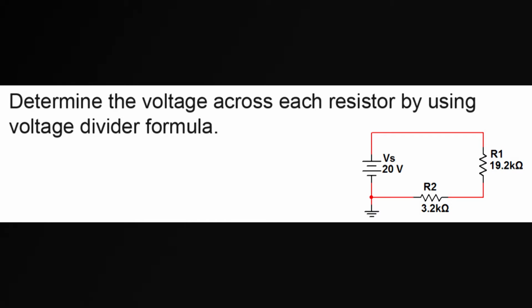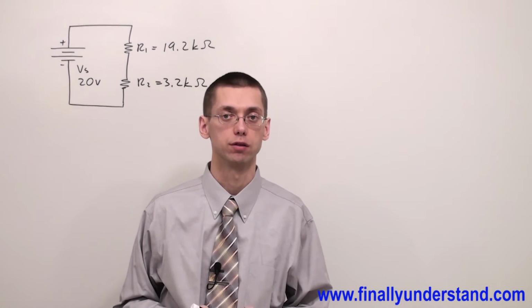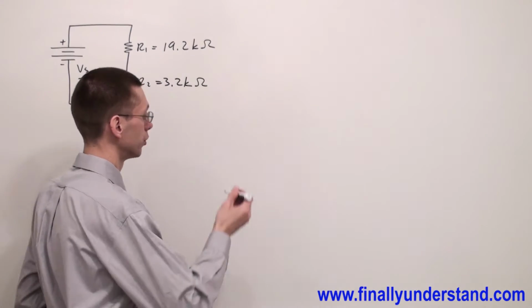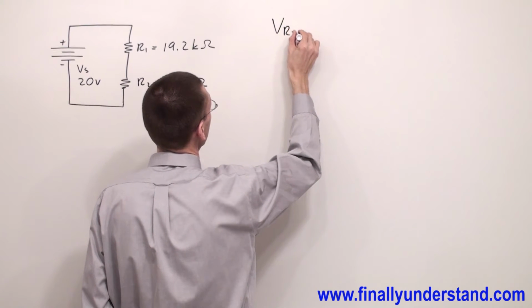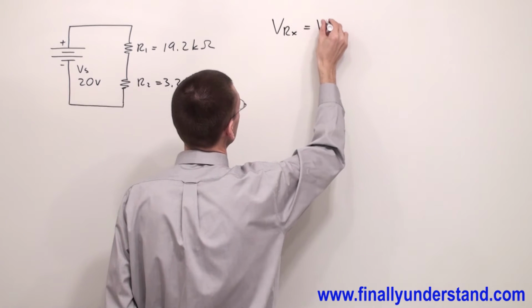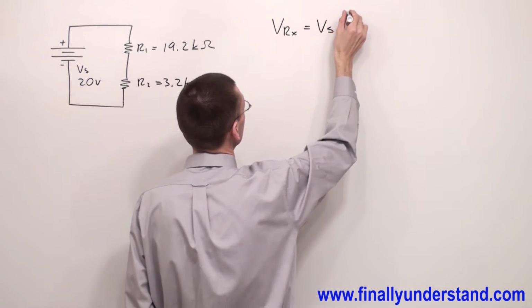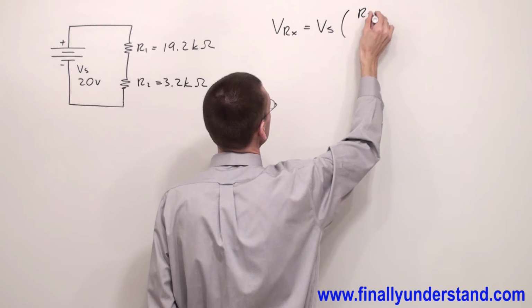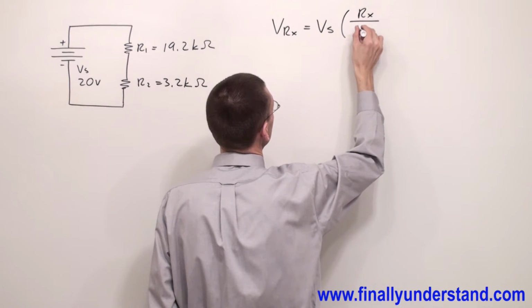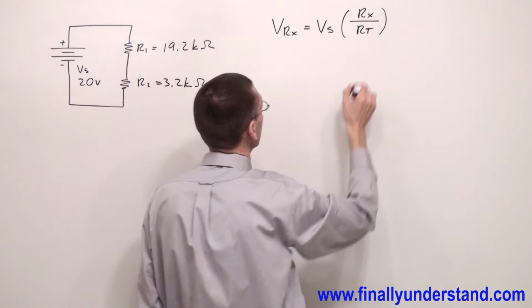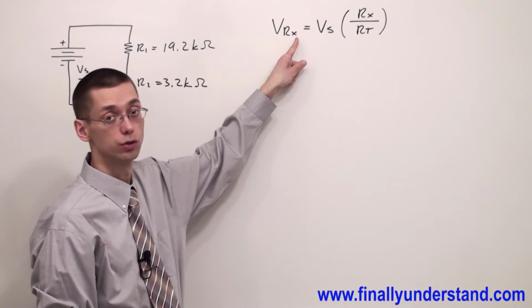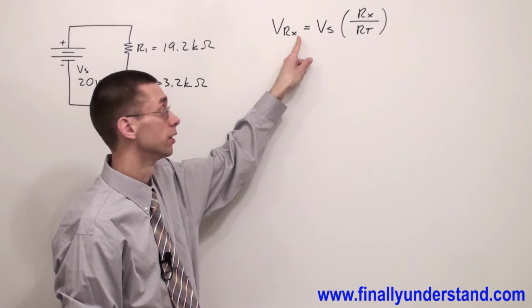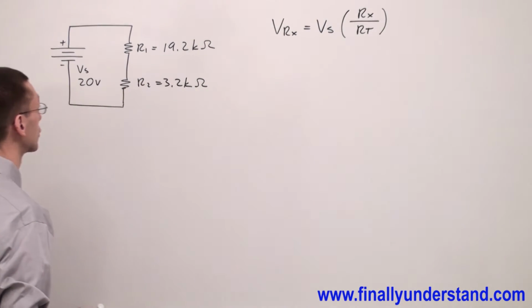This time we're supposed to find the voltages across these two resistors by using the voltage divider formula. Let me remind you that the voltage divider formula looks like this: V_Rx equals the voltage source times Rx over R total, where x is the variable. It could be 1, 2, 3, or any other number. How does it work?